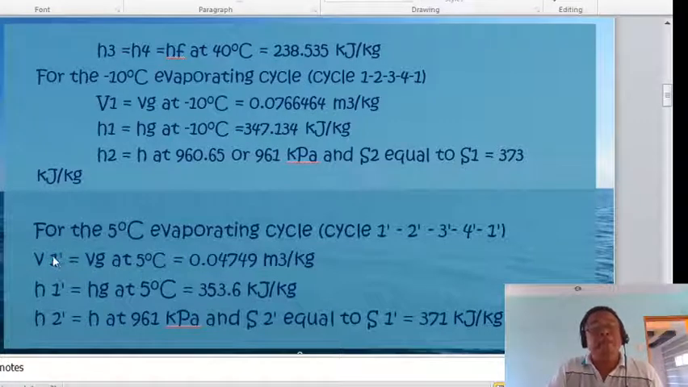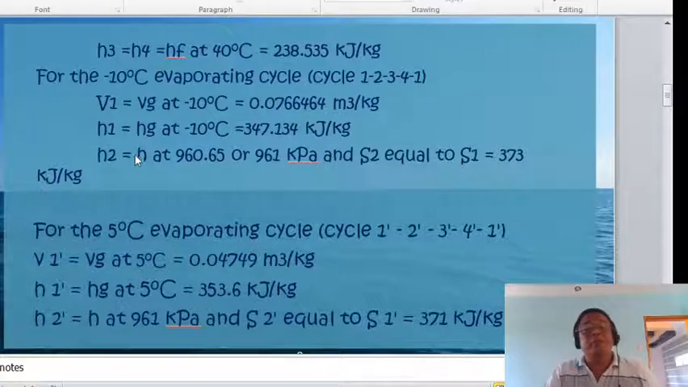And at 2 prime, the pressure is again the same as with the first condition. But take note, class, that the entropy here is no longer equal to that at negative 10. The value is different. The value now of the enthalpy at 2 prime, at the end of compression of the compressor, is 371, which is lesser as compared to the previous value.